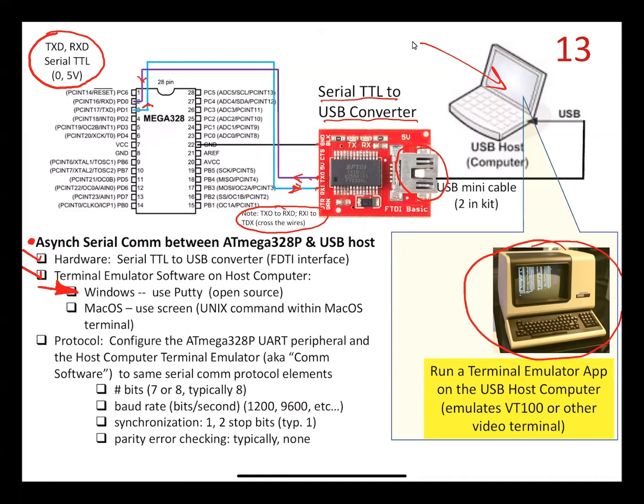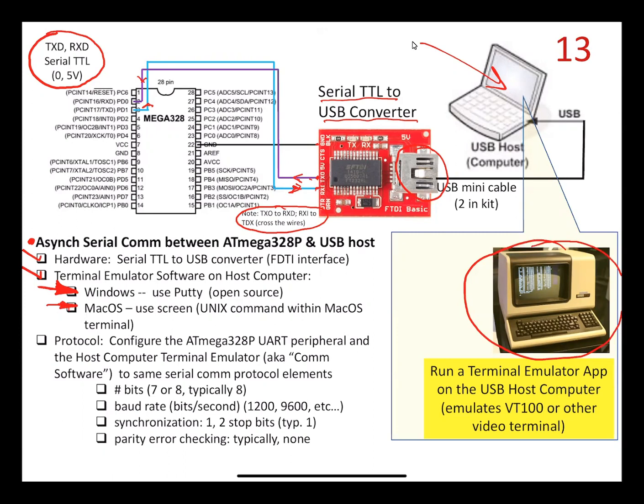And in the next lecture, we'll walk you through how to set that up and make use of that. If you're using a Mac, then you just use the screen command, which is a Unix command that's available within the Mac OS terminal. So once you open up your terminal, you just type screen and you specify the port that you want to connect to, and screen will be a terminal emulator application. Okay, so that's the hardware.